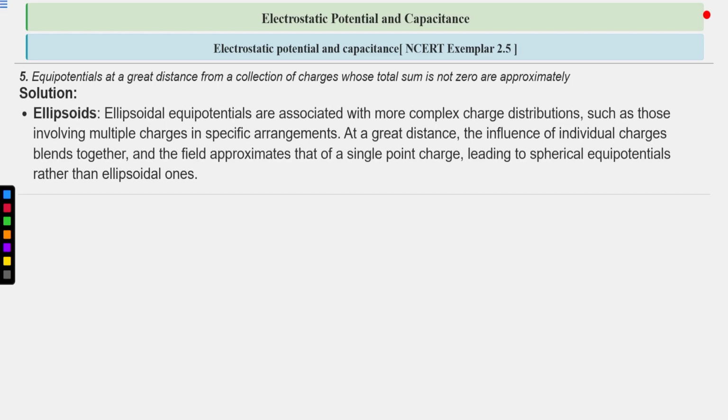And why is the answer not ellipsoids? Ellipsoidal equipotentials are associated with more complex charge distributions, such as those involving multiple charges in specific arrangements. At a great distance, the influence of individual charges blends together and the field approximates that of a single point charge, leading to spherical equipotentials rather than ellipsoidal ones. So ellipsoid is not the answer here.